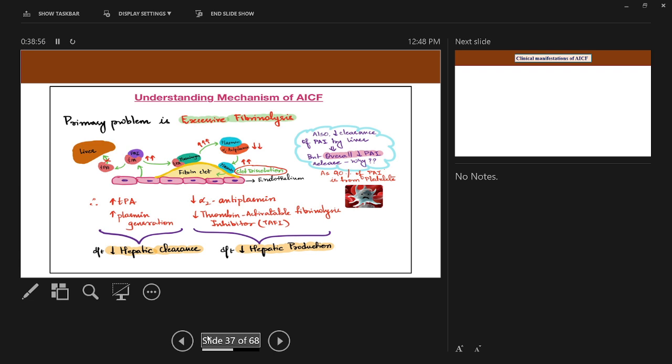So there is decreased hepatic clearance of tissue plasminogen activator, which leads to increased plasmin generation, and there is a decrease of alpha-2 antiplasmin and TAFI because of decreased production, which leads to increased clot dissolution, basically increased fibrinolysis. Also, a pitfall here is that plasminogen activator inhibitor is also cleared by the liver, but PAI levels overall decrease. Why is it so? This is because there is thrombocytopenia also, and 90% of the PAI is from the platelets.